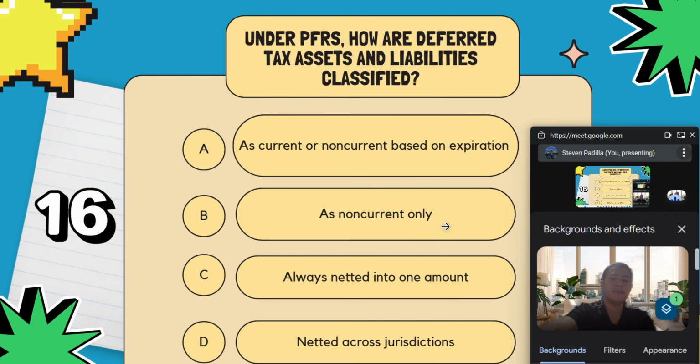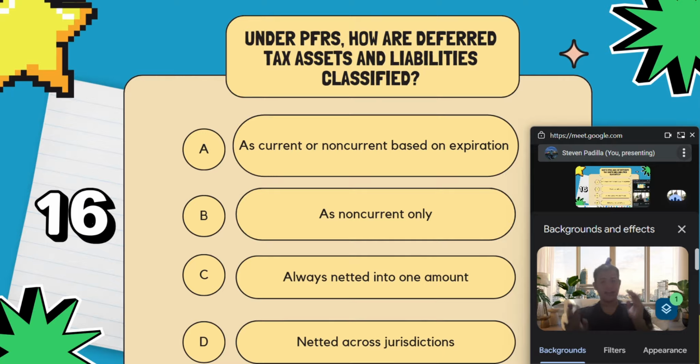So under PFRS, how are deferred tax assets and liabilities classified? Let's dive into that first. For number 16, under PFRS, all deferred tax assets and liabilities are classified as non-current. Let me repeat that again. All deferred tax assets and liabilities are classified as non-current.